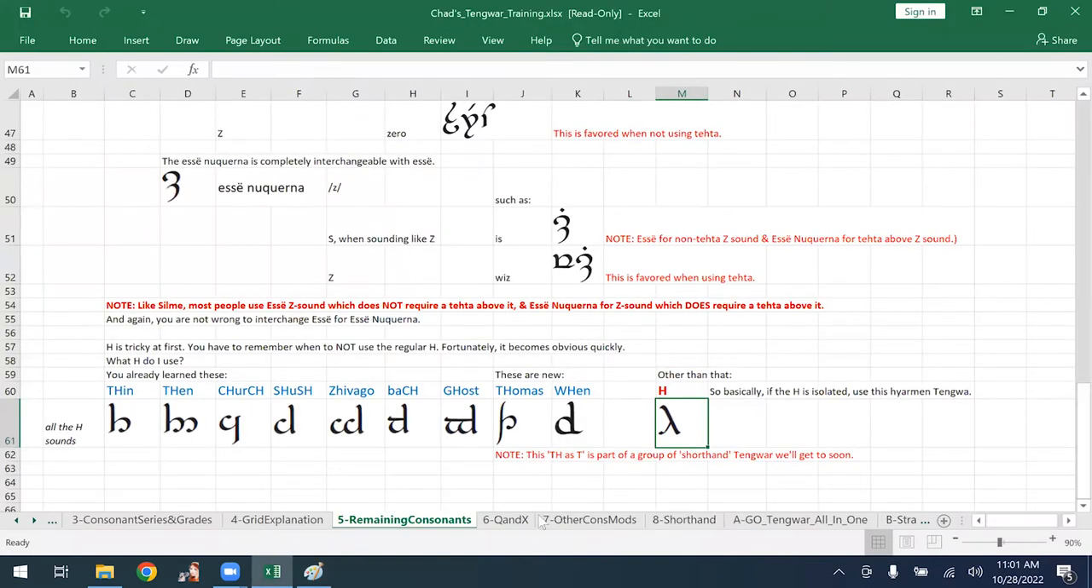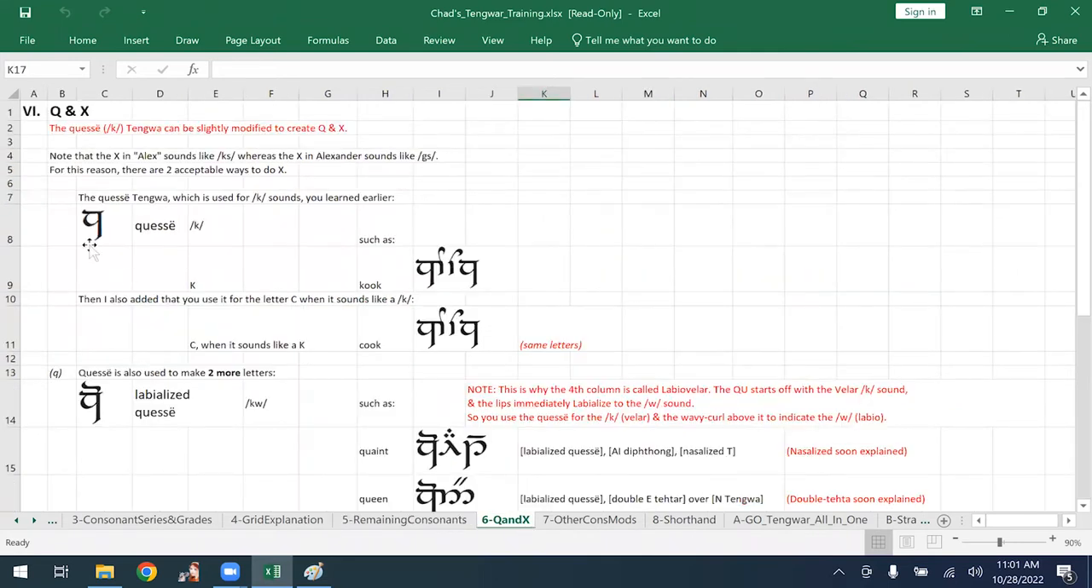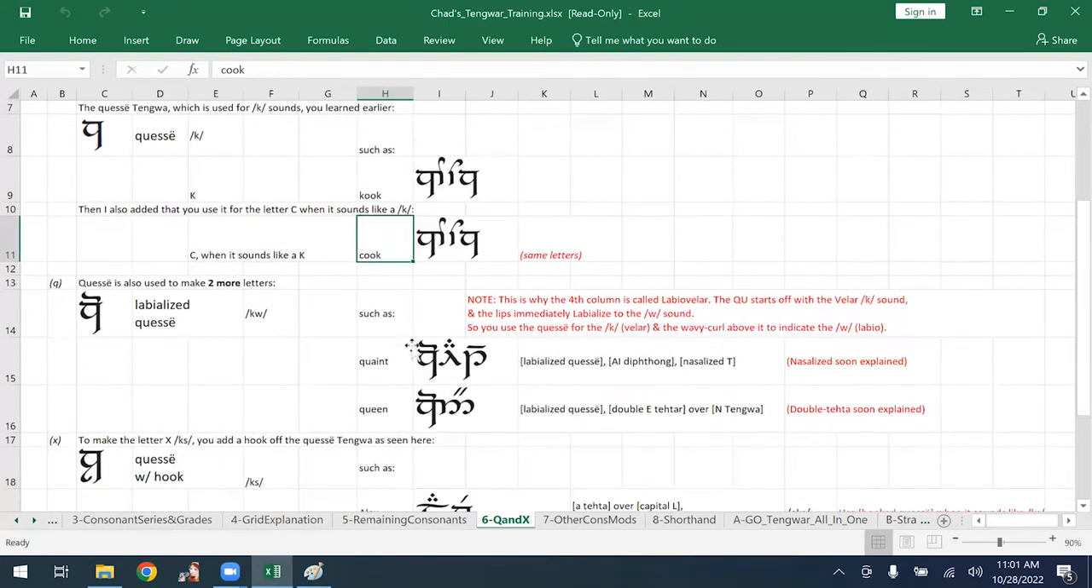And so now here is the Q and the X. There's the way that you make a Q, and this is why those are called labiovelars, is because the quesse, which is the K, if you make a little squiggly above it, then it's a labialized quesse, which is this is the K, this is a KW. So cook, K-O-O-K, cook, C-O-O-K, same letters. Right here, you add that little squiggly above it and it becomes Q-U.